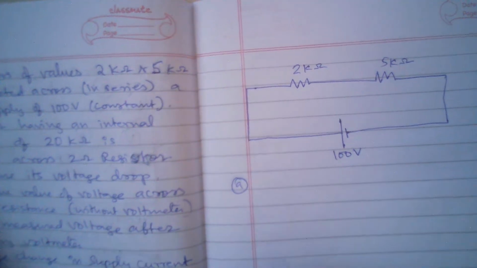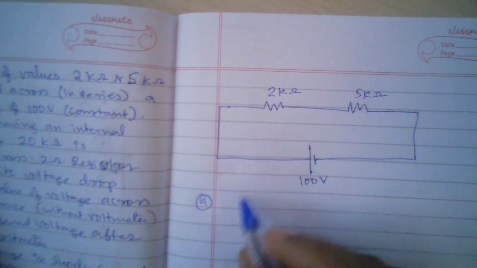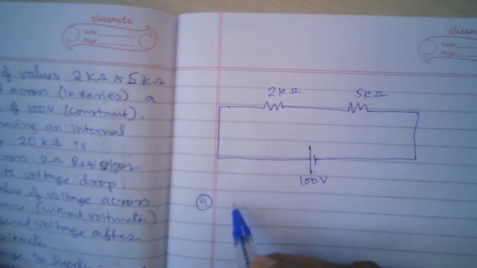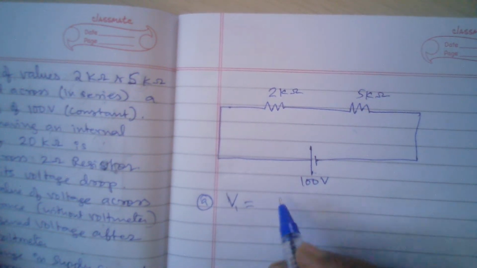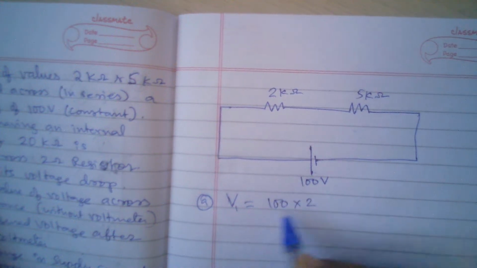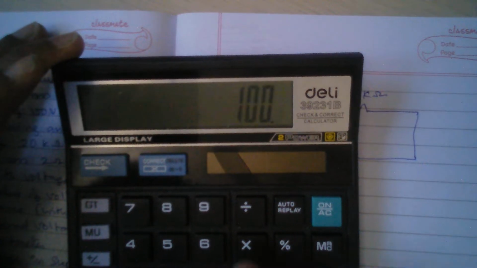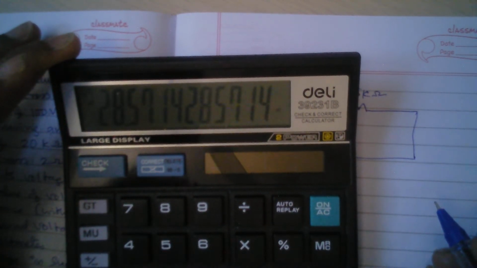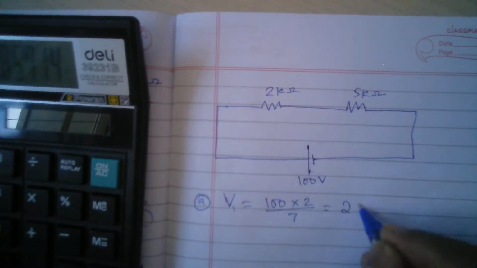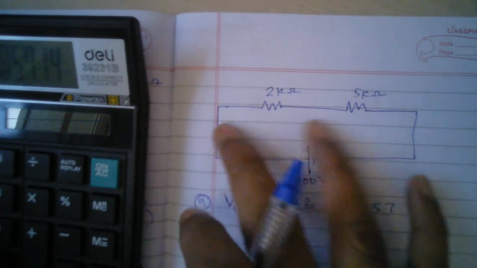Now I simply solve the A part. What is the A part? Find the true value of the voltage across the 2 kilo ohm resistance without the voltmeter. That is fairly simple. I can use the voltage division principle. V1 equals 100 multiplied by 2 divided by 7, which is 28.571. So 28.57 volts is the actual voltage that is supposed to come.